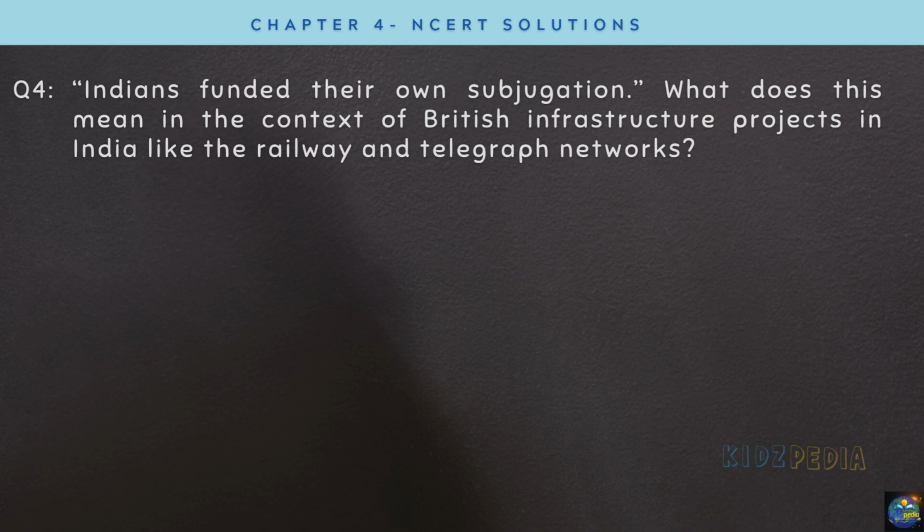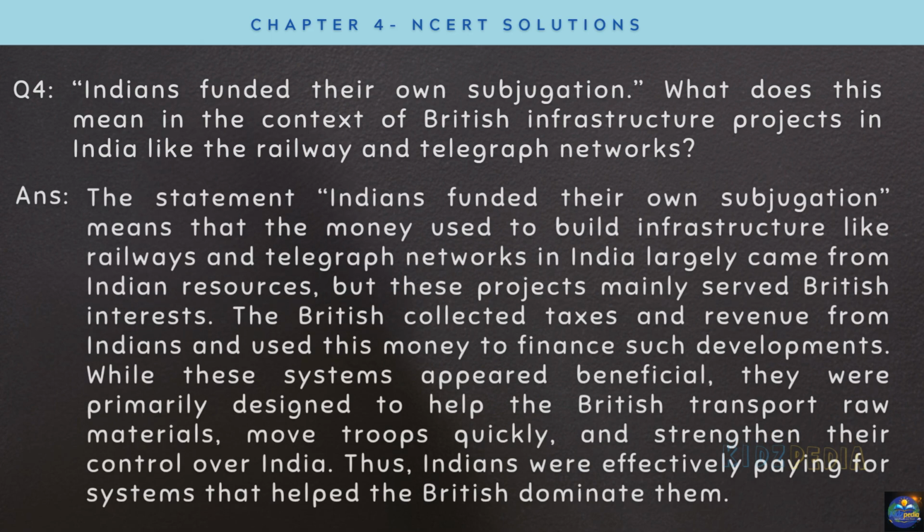So here the question is asking, how did Indians end up paying for systems that were used to control and exploit them? Answer. The statement Indians funded their own subjugation means that the money used to build infrastructure like railways and telegraph networks in India largely came from Indian resources. But these projects mainly served British interest.